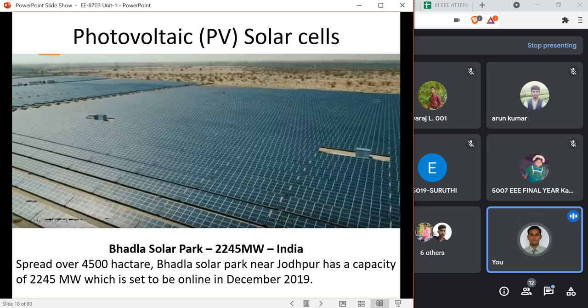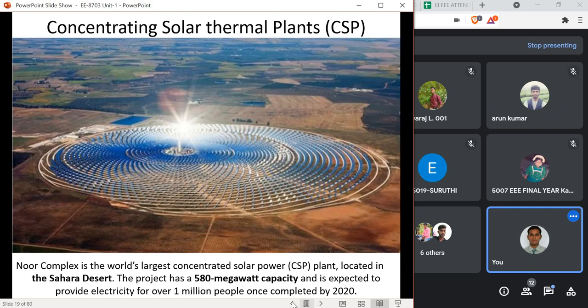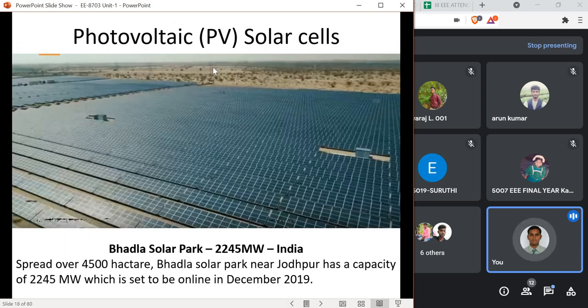So this is the power plant that is generating around 2245 megawatts. This is an example of land use, for PV. PV converts light energy into electrical energy.